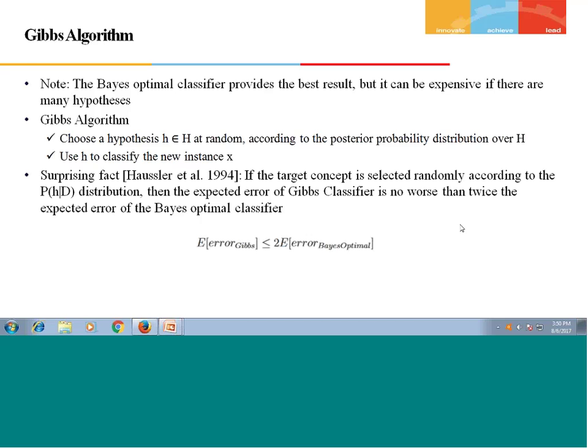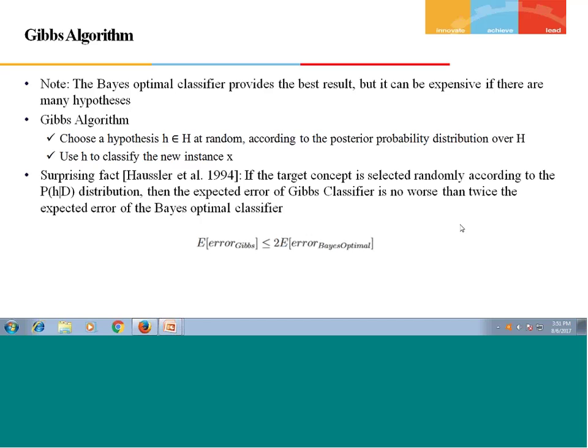I'm just reading the slide now. Note the Bayes optimal classifier provides the best result, but it can be expensive if there are many hypotheses. Let's say there are 10 million hypotheses in a space, or 1 million, or let's say 1000. You go to every hypothesis and ask what is your classification, see the probability of that hypothesis, weight it, and finally conclude positive or negative. For every X you are going and asking each one. This is an expensive process.